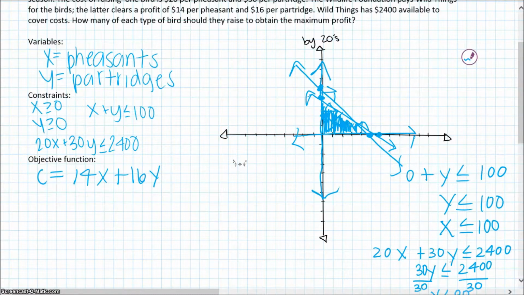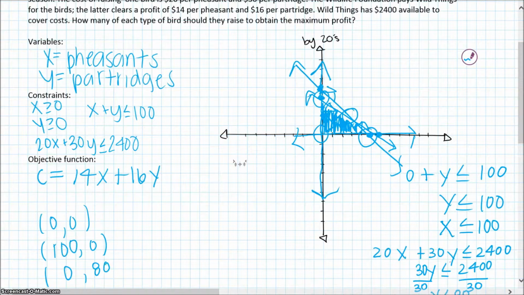So now to find the vertices, we obviously have one here, here, here, and then somewhere where it intersects. So first, our most obvious point would be 0, 0. And then the next one would be 100 and 0, and then it would be 0 and 80. And now we're going to need to find the intersection point.